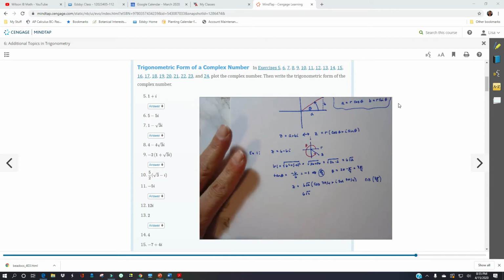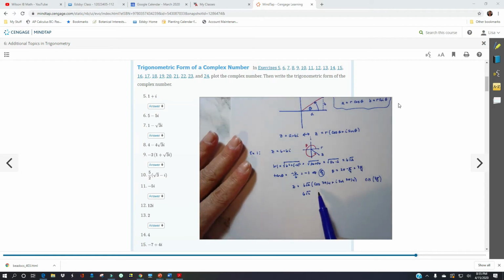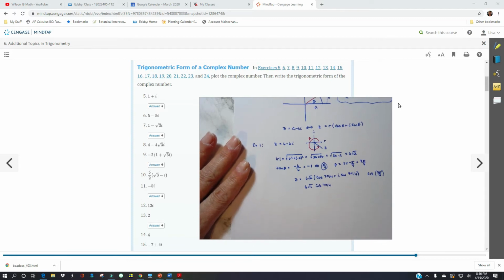Anyway, I don't know if WebAssign will take cis, so if you have to type something into WebAssign, type it in like this right here, okay? But you could do 6 root 2 cis 7 pi over 4, and these two things mean the same thing. This is just a nicer way to write it.